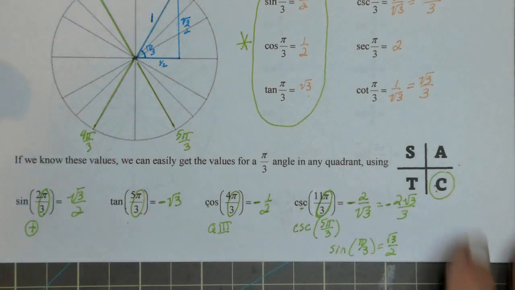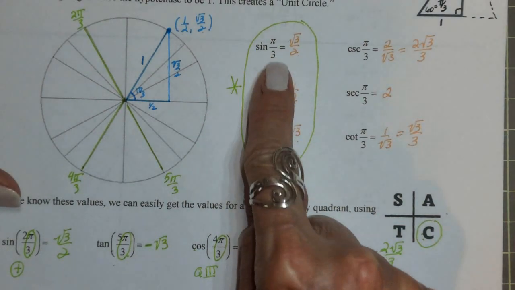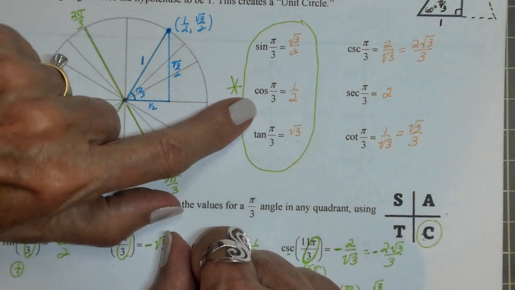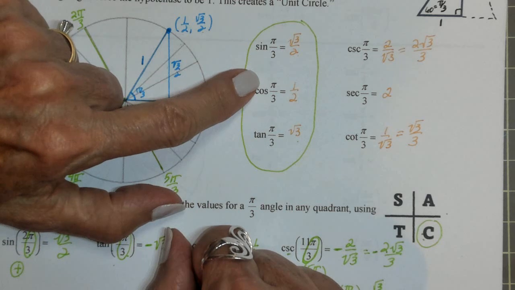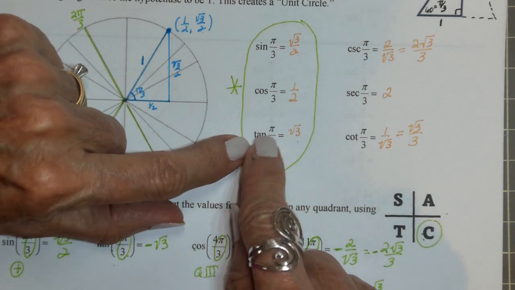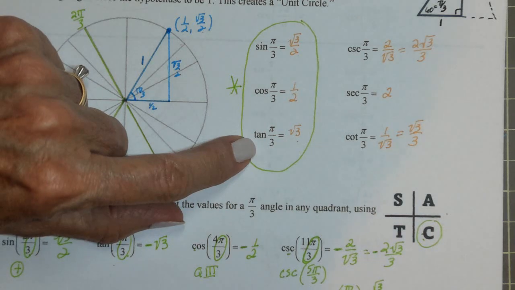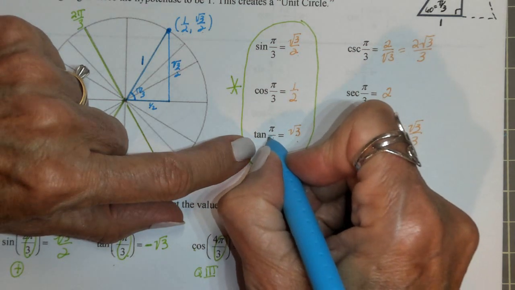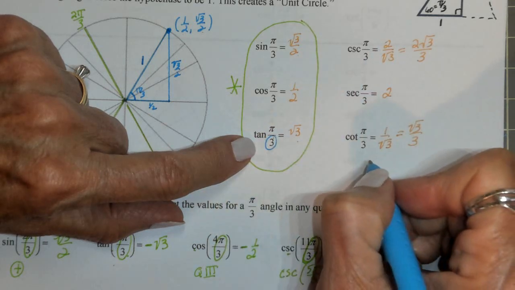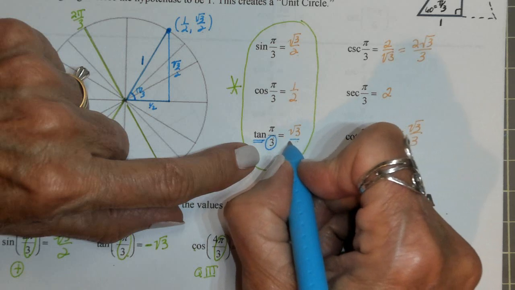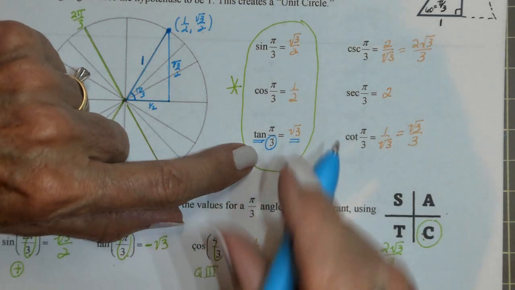Okay, so I need you to know these three. Know them. We're going to talk about ways to know these two. But for tangent of pi over 3, here's the way I remember that. Tangent of pi over 3. Pi over 3 has a single 3. Tangent will have a single 3 in it. Square root of 3.